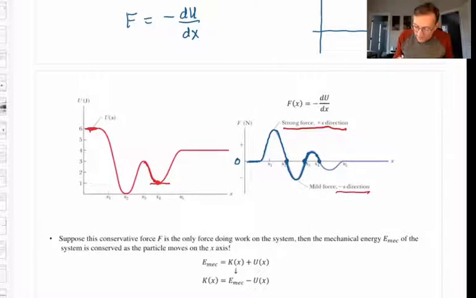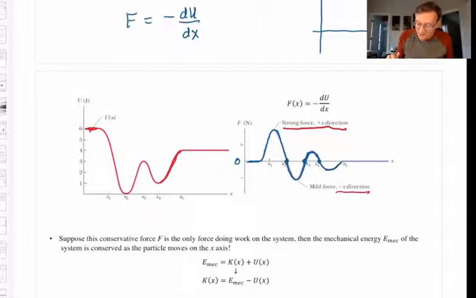And then what happens between x4 and x5? Well, the potential energy curve grows again, doesn't it? So the tangent line has positive slope, so the force is negative. So between x4 and x5, our force is in the negative region again.